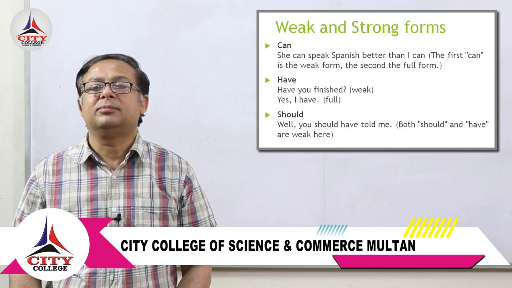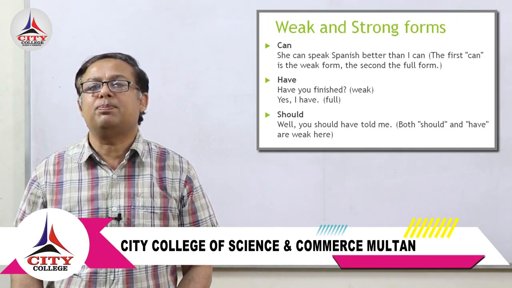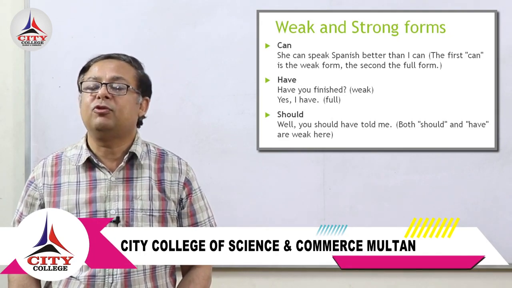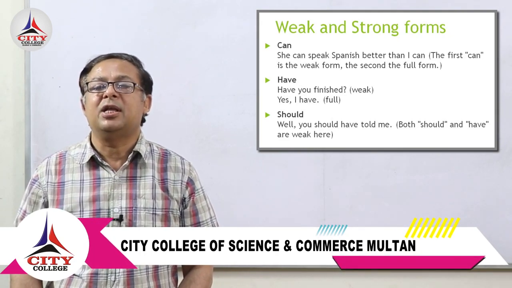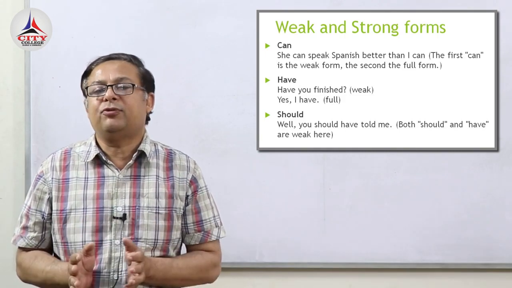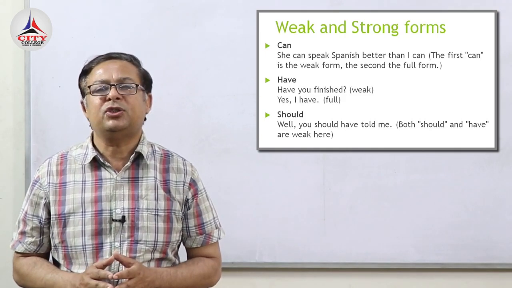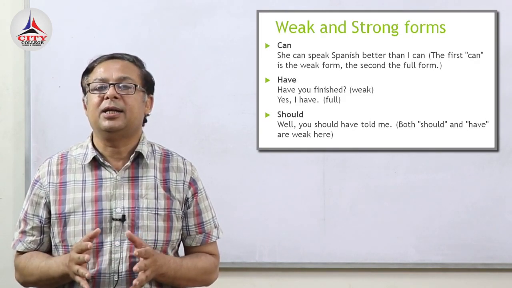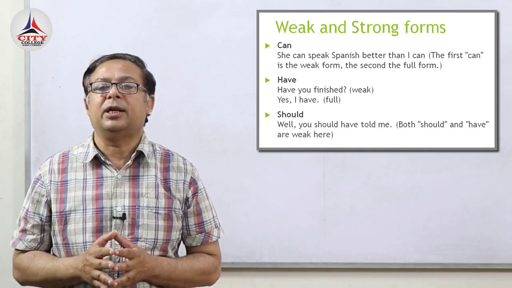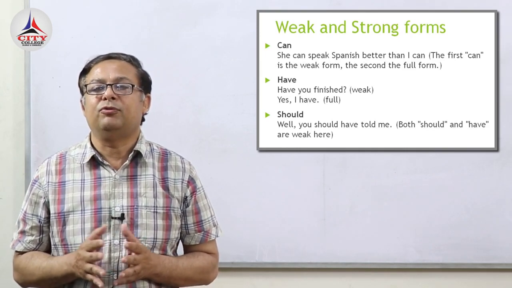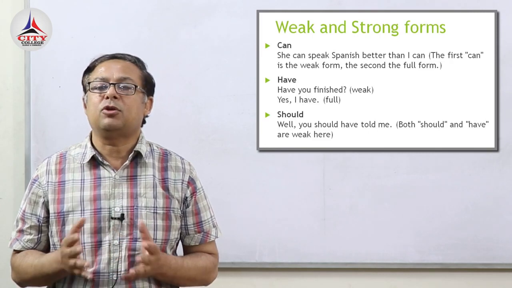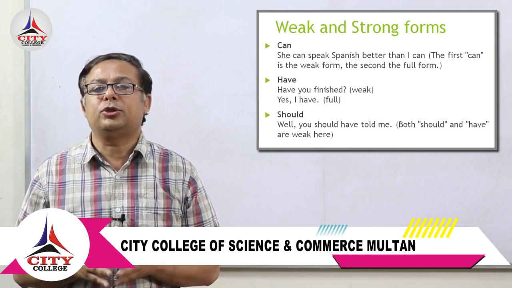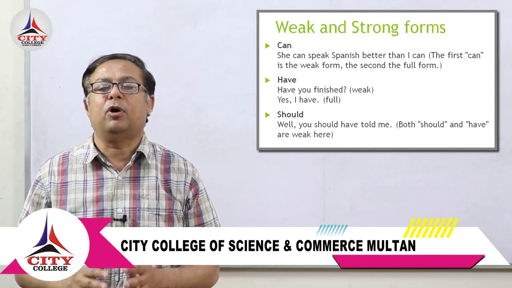And then "can". She can speak Spanish better than I can. The first "can" is the weak form, the second the full form. Same is the case with "have". "Have" also has a weak form and a full form. Have you finished? This is a weak form. Yes, I have. Now, here "have" is a full form, and now "should" also has weak and strong forms. Well, you should have told me. Here both "should" and "have" are weak forms.